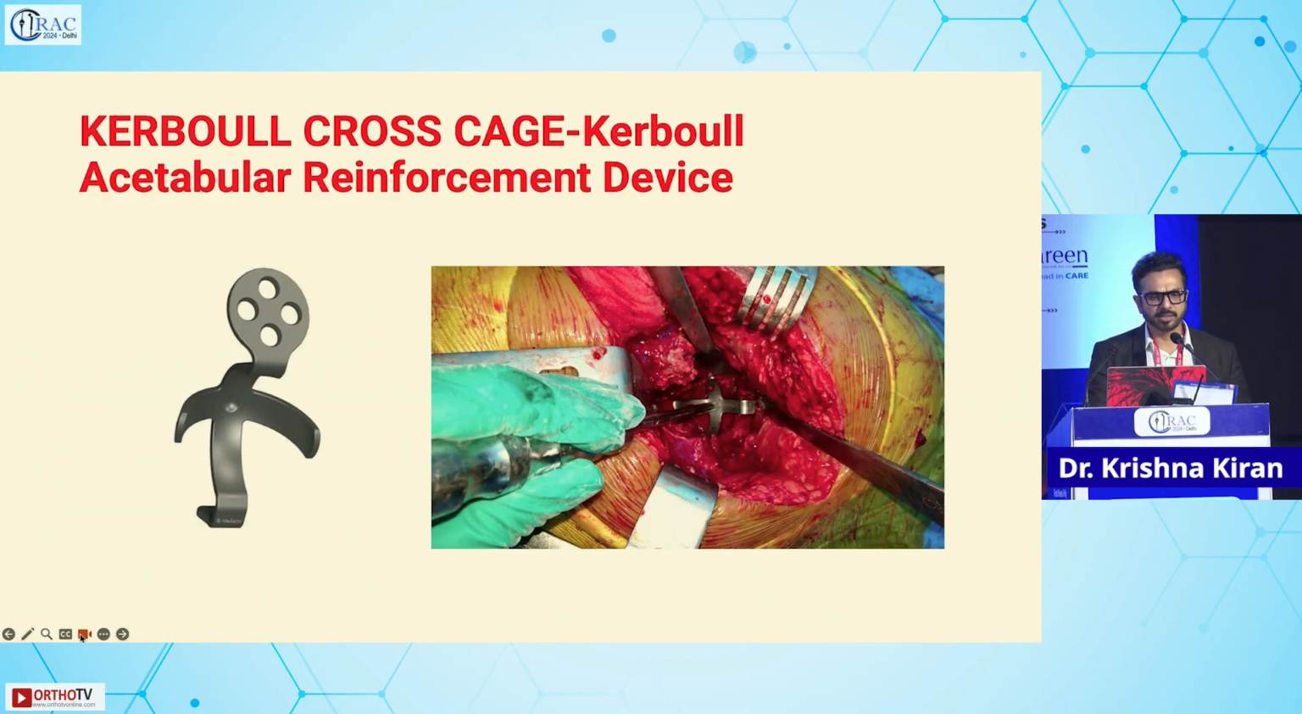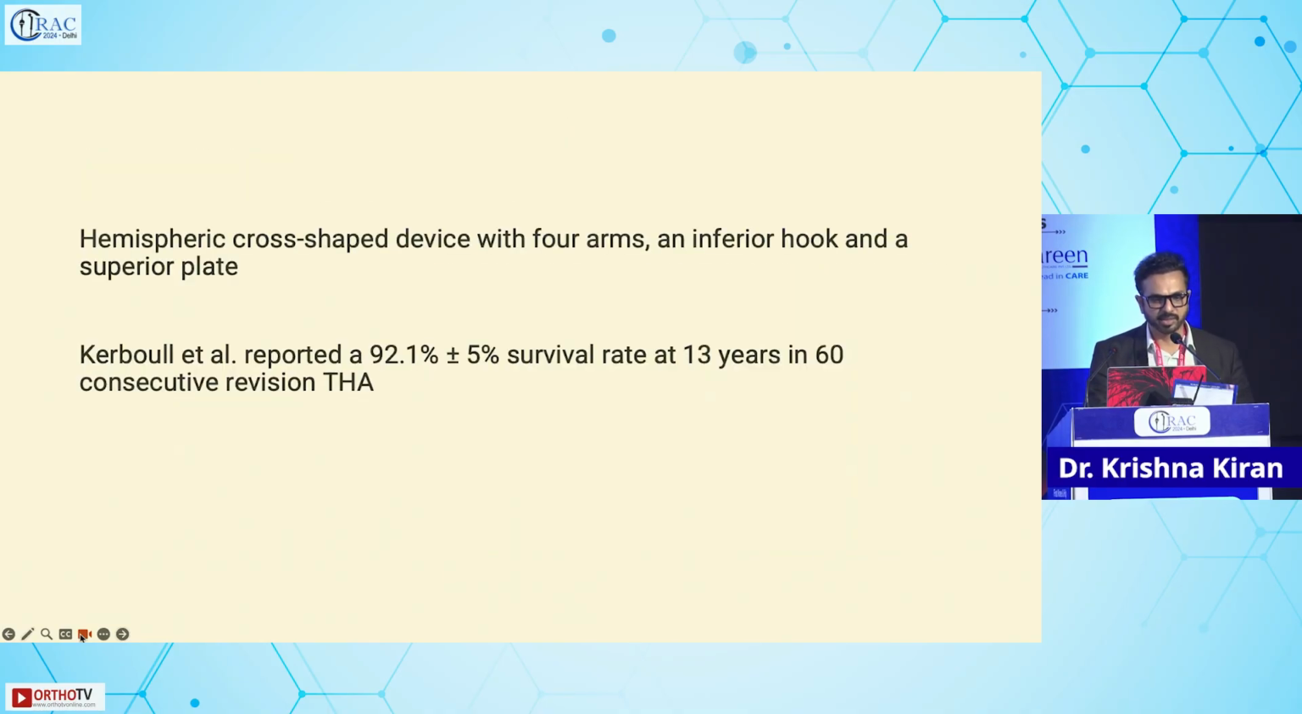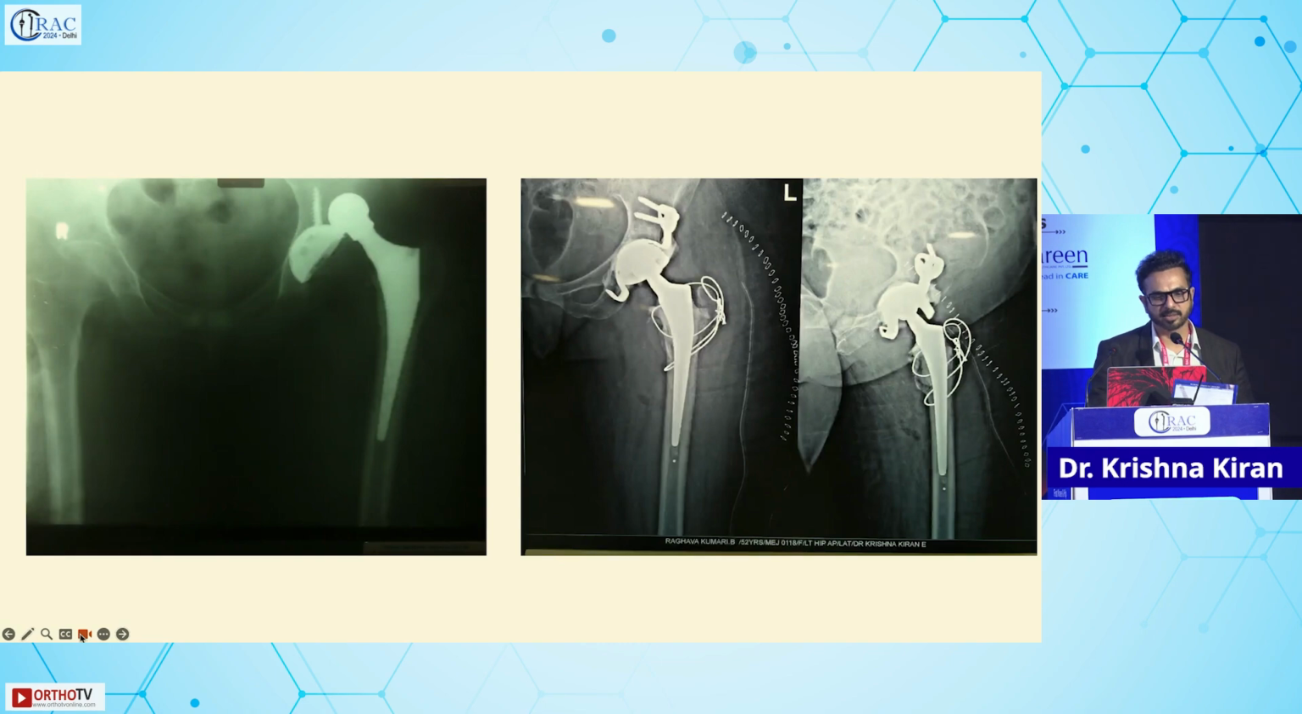Now the Curvable cross cage is commonly available in our country, but this again, in our practice, we do not use it except when we are using a cemented dual mobility cup, because metal backed cemented cups do not do that well as a standalone. So if you're using a cemented dual mobility for some reason, I think it's a good option to use a reinforcement device. There is some evidence in literature about the curvable cages, about 92% survivorship at 13 years in 60 consecutive revision THA as published by the author himself, but some of these were minor grade acetabular defects.